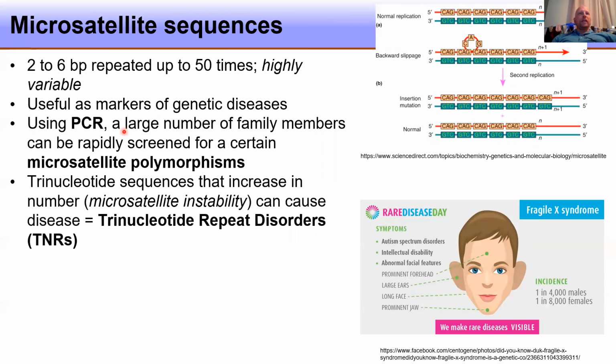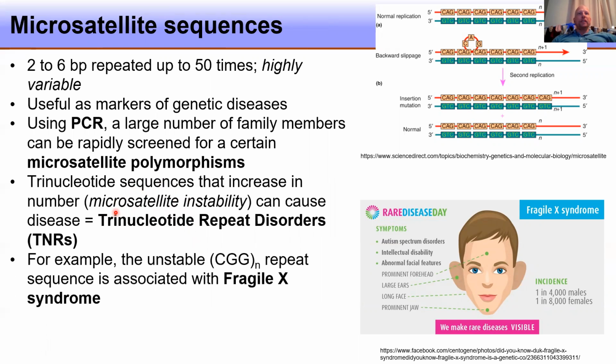There's a group of disorders that are associated with microsatellite instability, and we call them the trinucleotide repeat disorders. So we see changes in these sequences that can, in some cases, cause disease. An example of a TNR is Fragile X syndrome, which is shown in this diagram here.